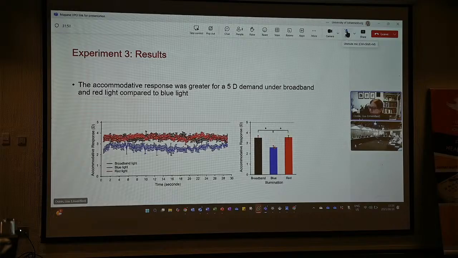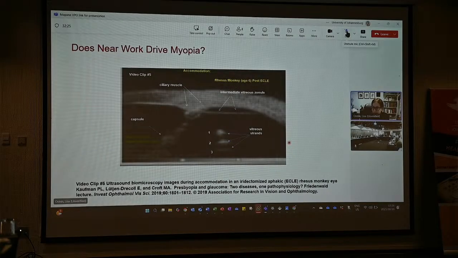So we can see the accommodative response here for blue was significantly reduced compared to broadband and red light. So it leads us to think that there may be less accommodative response, less tension on the posterior eye, and therefore less thinning of the choroid. So I'm leaning toward this biomechanical theory of accommodation playing a role, and I was really moved by a video from some supplemental material that was put out by Kaufman.